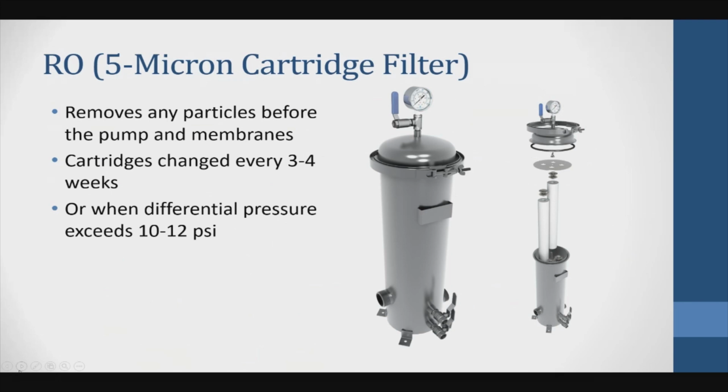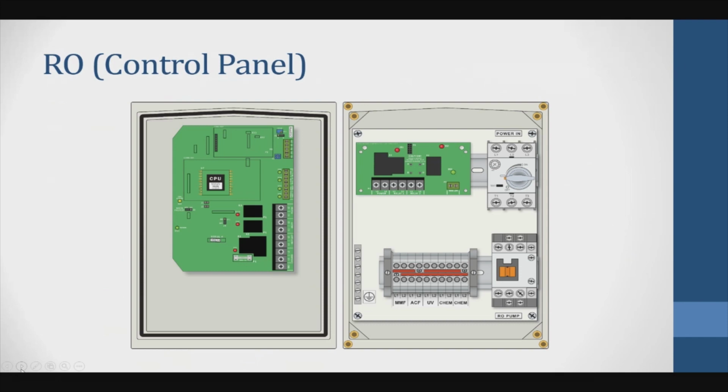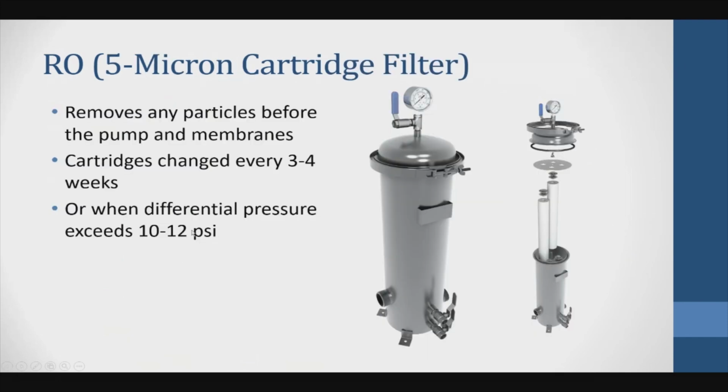Okay, let's go back to the cartridges. It's time to change the cartridges when the DP, or the differential pressure, exceeds 10 to 12 psi. Now, do not wait, because if you're trying to go cheap on the cartridges, you're going to damage the membranes. Do not go cheap on the 5 micron cartridges. Those are very, very inexpensive, but the membranes are very expensive.